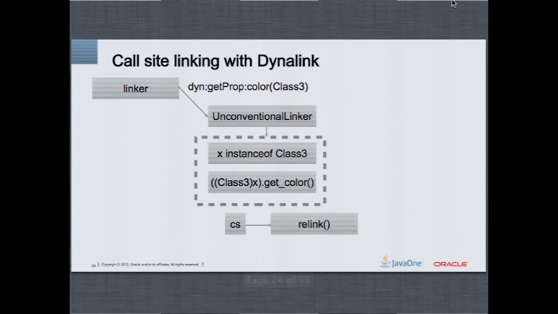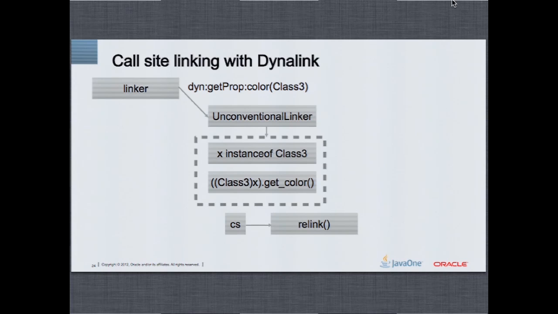So when getPropColor gets invoked on a class 3, which was this unconventional API, the unconventional linker will say, hey, I know what to do with this guy, and it will return back a method handle that's a composition of a test, basically a guard that determines the validity of the operation. It says, as long as what you will be passing here is an instance of class 3, this is what you need to do.